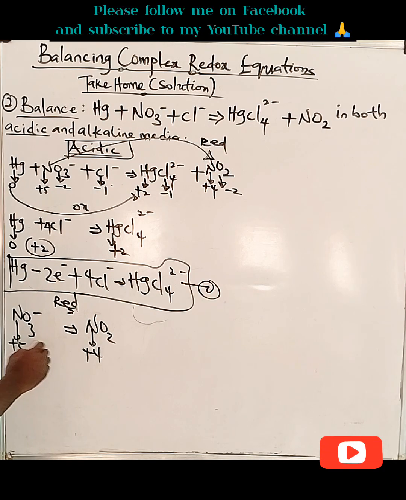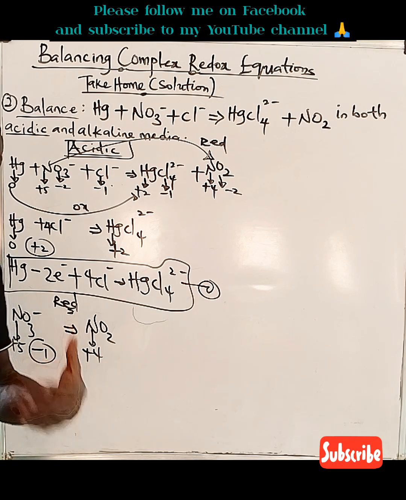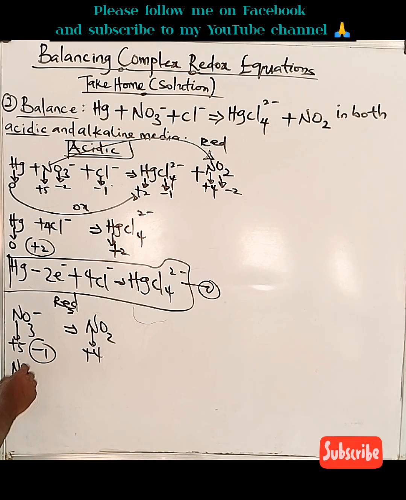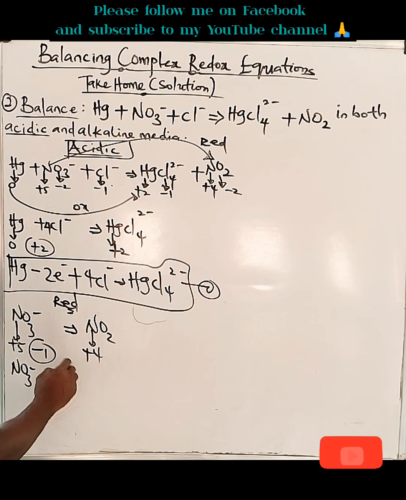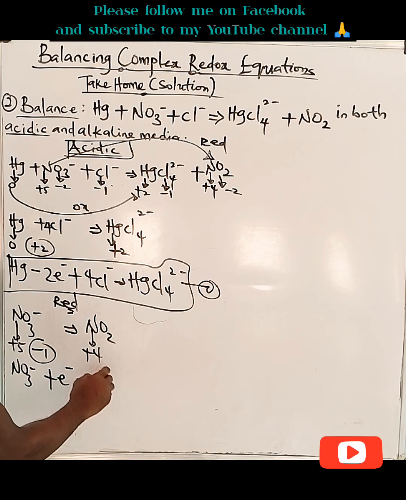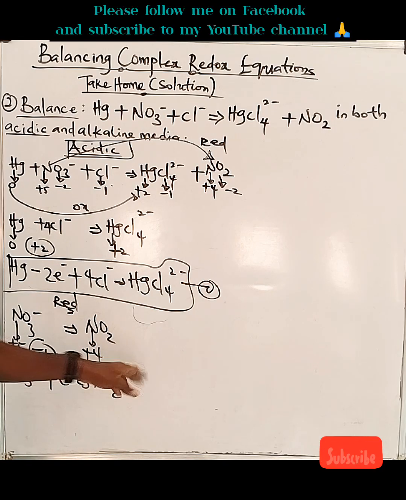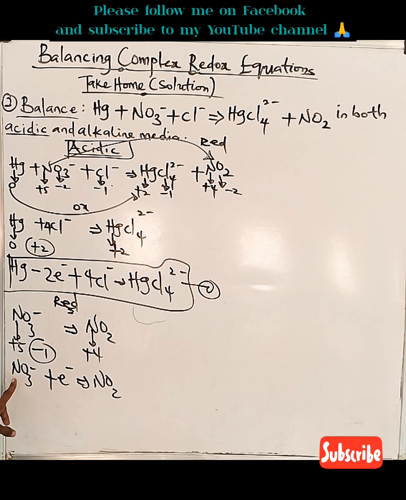So what happened? -1 was attached to this to bring about this. So if -1 is attached to this, how do we do that? It means you're going to be adding 1 electron. Let's quickly do that. So it means NO3 minus plus an electron, which will give us NO2, just NO2 without a charge attached to it. It's neutral. So now the nitrogen here, one atom, nitrogen here, one atom, that is fine.